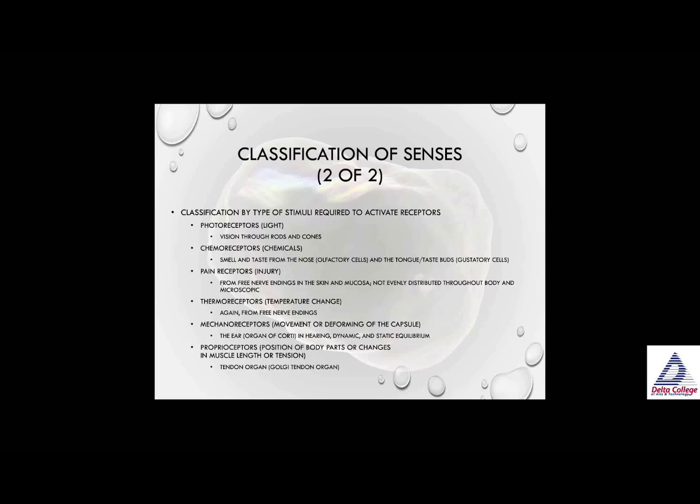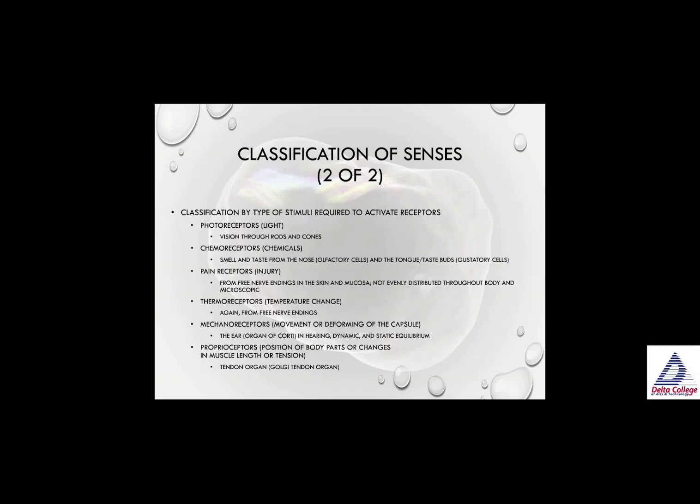So, classification by type of stimuli required to activate receptors. We have photoreceptors, chemoreceptors, pain receptors, thermoreceptors, mechanoreceptors, proprioceptors. So, let's go into each of these. Photoreceptors, basically, this is how we are able to sense light. This occurs in our vision through rods and cones.